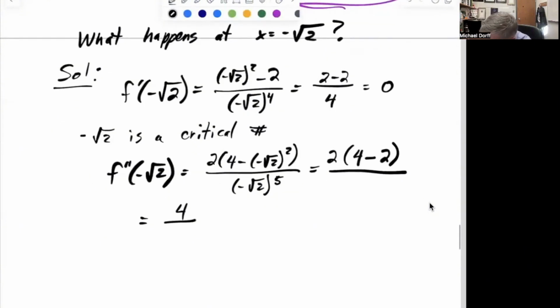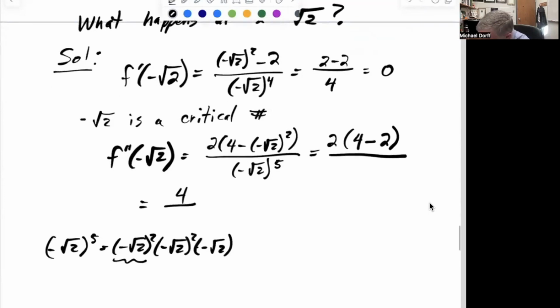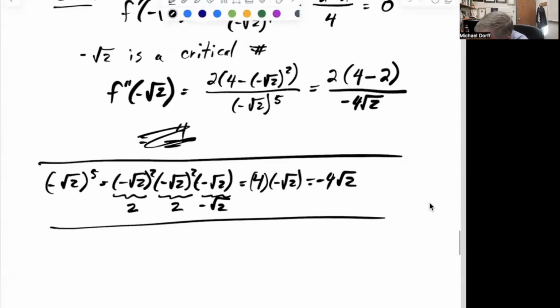Let's just do this off to the side. What's negative square root of 2 to the fifth? That equals negative square root of 2 squared times negative square root of 2 squared times negative square root of 2. Each squared term is 2, and this is going to be negative square root of 2. So I'm going to get 4 times negative square root of 2, which I could write as negative 4 square root of 2. Okay, just a little brief interruption there.